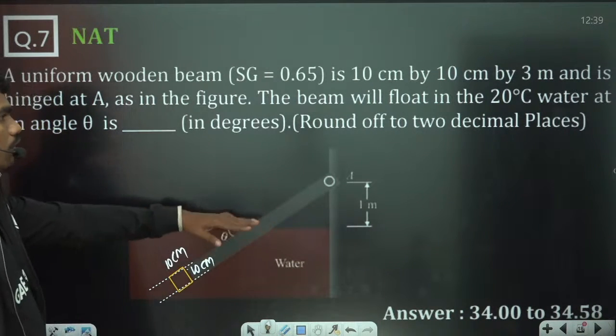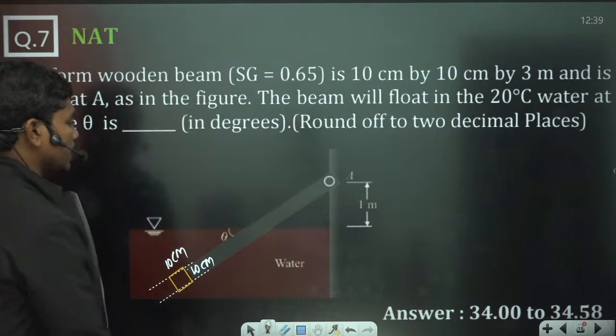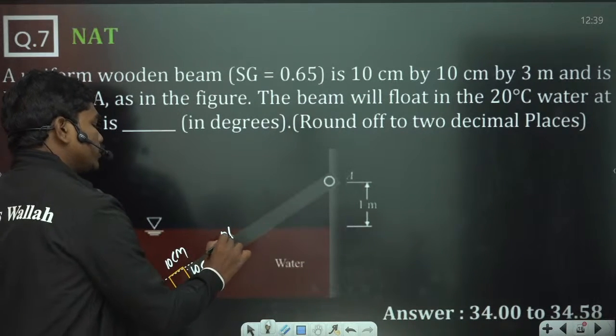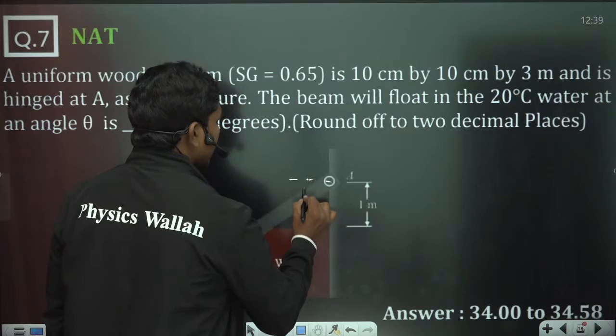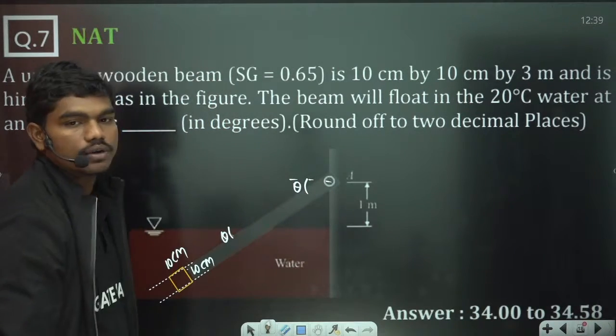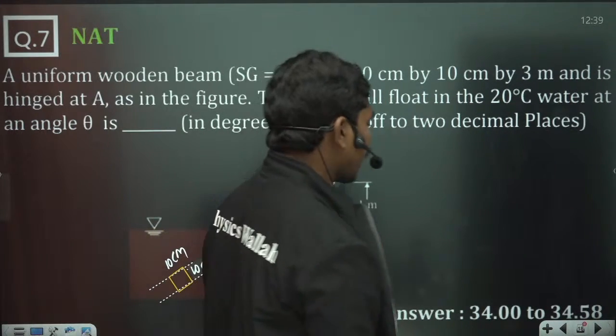The beam will float in water at 20 degrees Celsius. The angle theta is given, which basically means: what is the angle made with the horizontal by the beam? This is what you need. Okay, so let us again calculate some things.